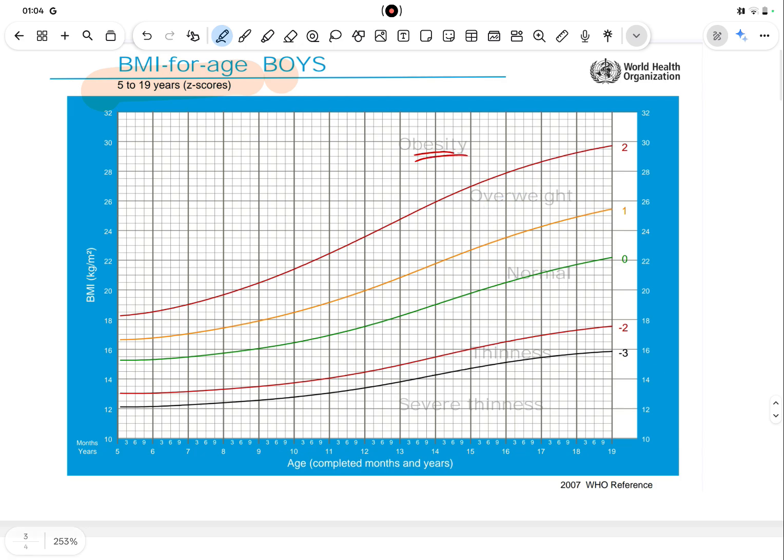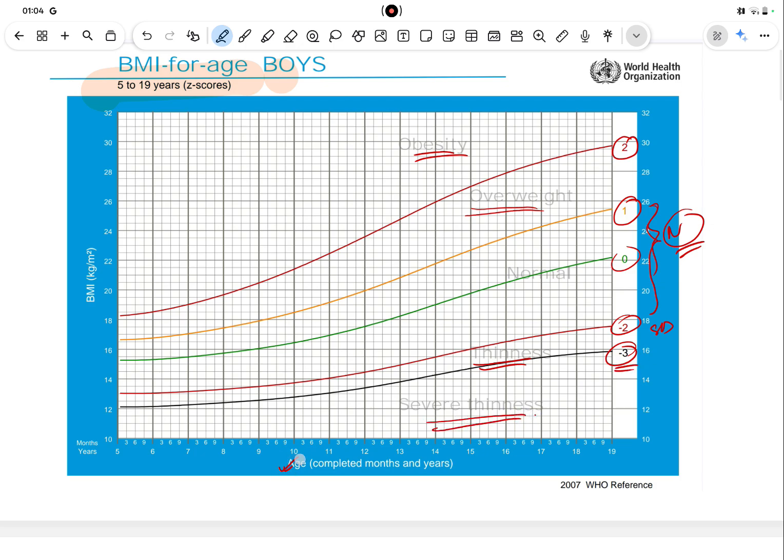If the plotting is falling in between +2 and +1 standard deviation, it is overweight. If it is between 0 and 1, it is normal. Between +1 to -2 standard deviation, okay, it is normal. And -2 to -3, it is thinness, and if it is less than -3, it is severe thinness.